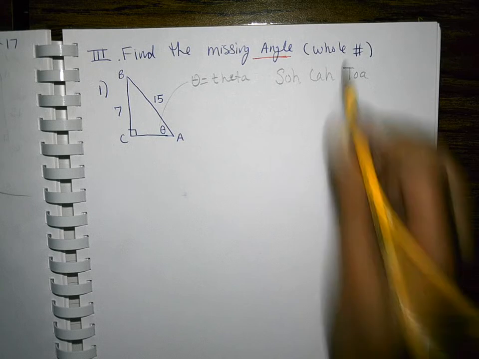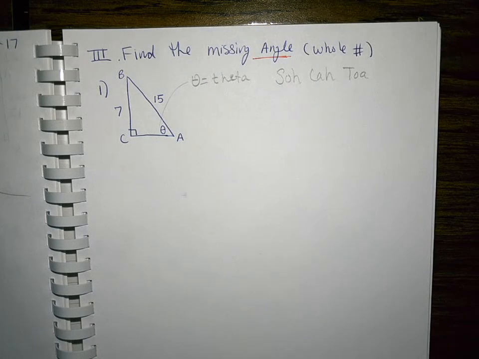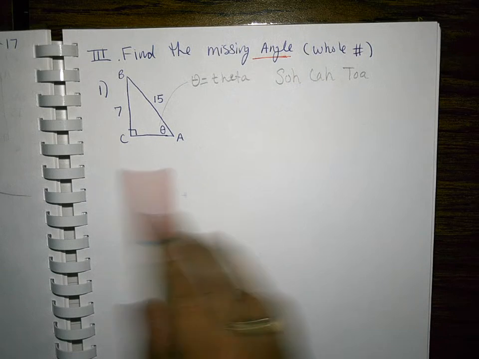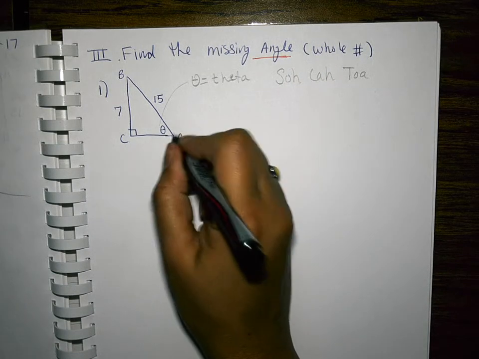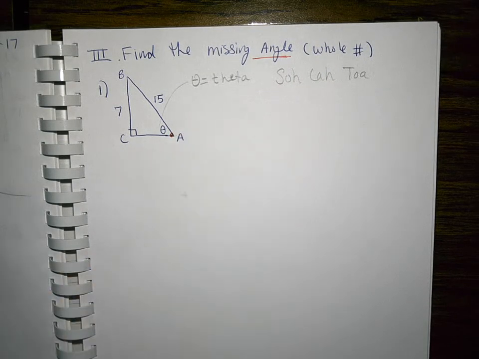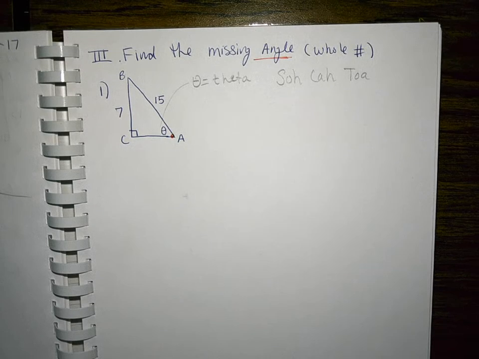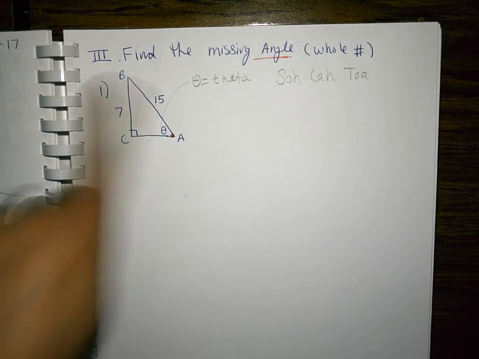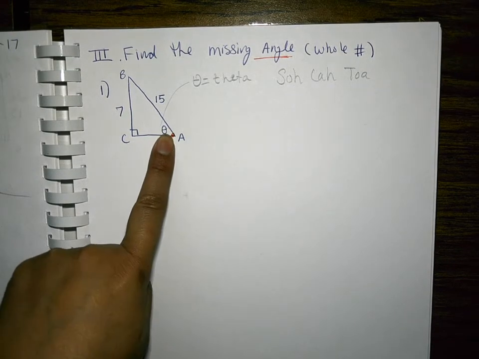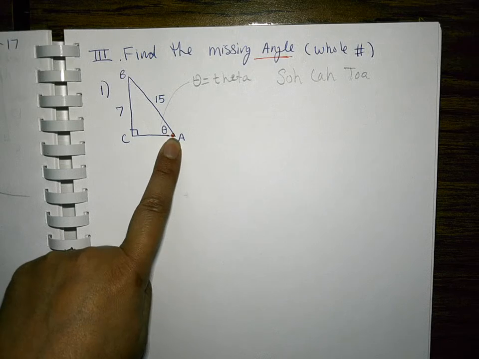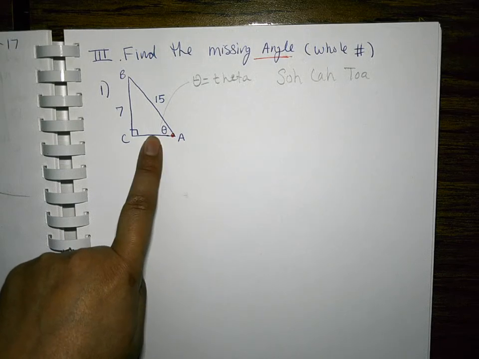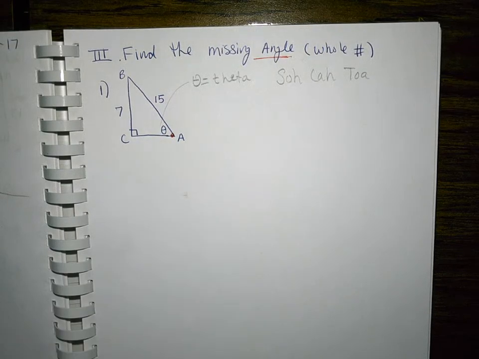And just like we've been doing, you're going to label. Okay, find the missing angle. The missing angle in this case is theta. Wherever they put the theta is the angle you're looking for. Or they will say find angle B or find angle A. If they just say find the missing angle, you're looking to see which angle they've labeled. In this case, it's theta, which is angle A. Got it? Or they say find theta. They'll label it or ask for it different ways.